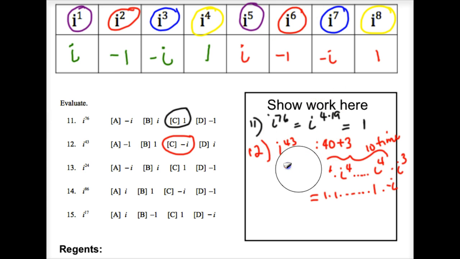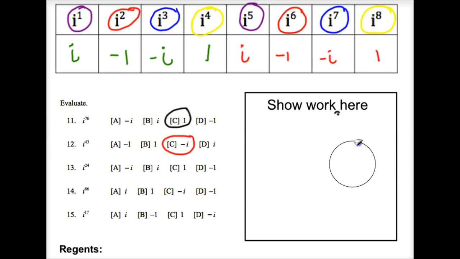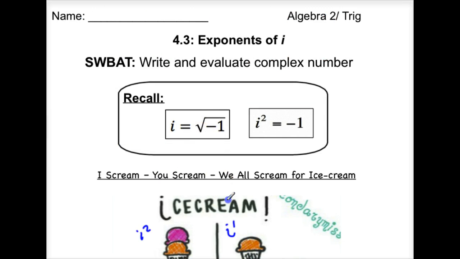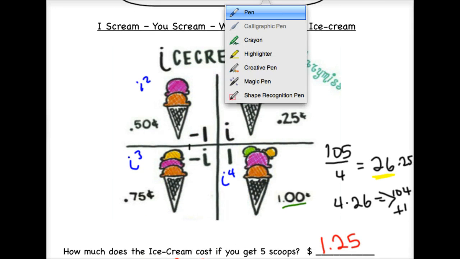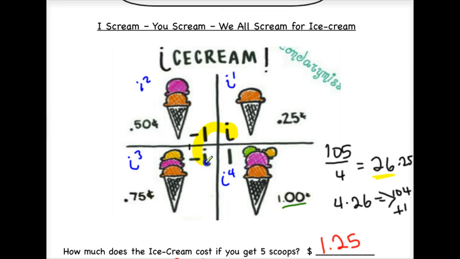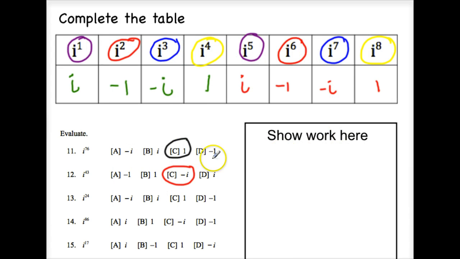I'm going to clear this to get some space. The trick is make them in increments of 4. Remember the ice cream. If you remember this picture right here, this ice cream picture, I want me to highlight these for you. This is our 4 repeaters, patterns. 1 scoop is i, 2 scoops is -1, 3 scoops is -i, and then 4 scoops, that's the pattern. So we are at 13.